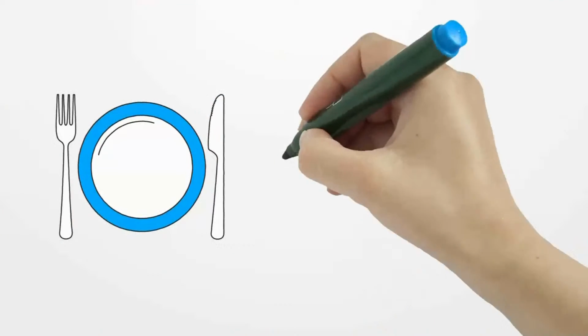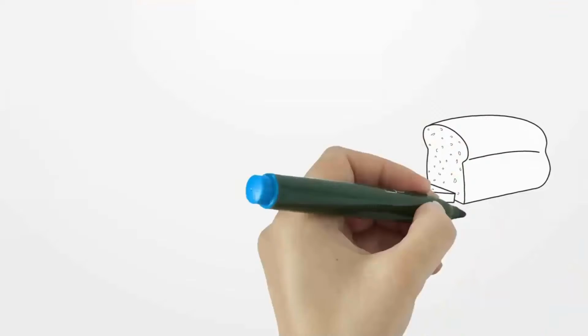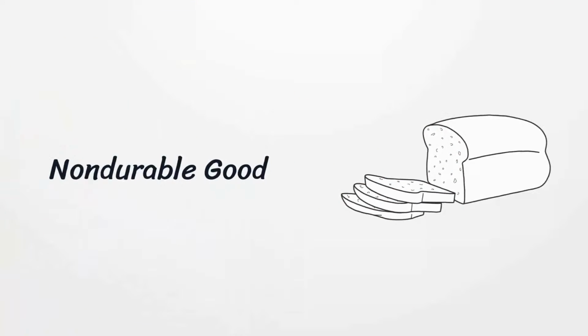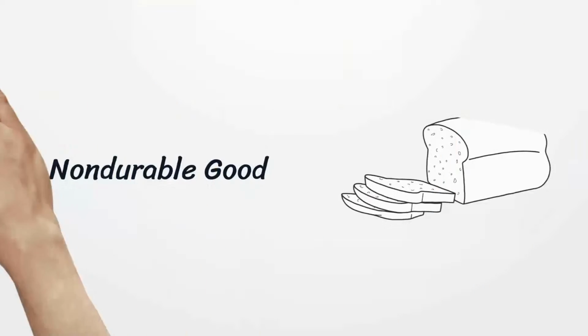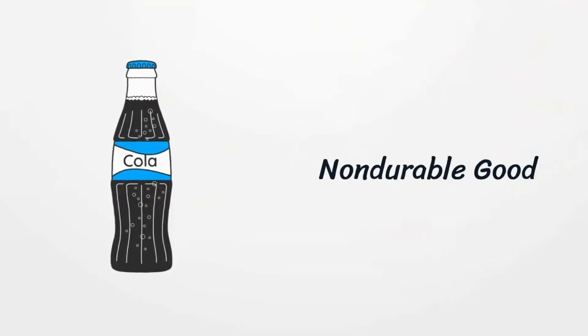plates, and utensils. Non-durable goods are goods that have a short lifespan in the consumer market, anything under 3 years. Examples of non-durable goods would be bread, soft drinks, and pizza.